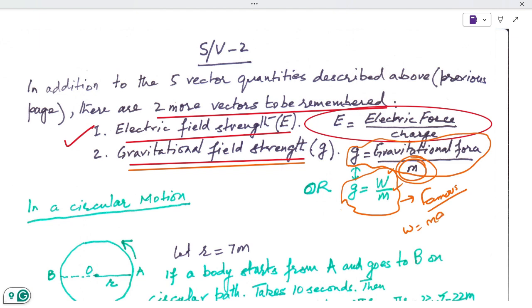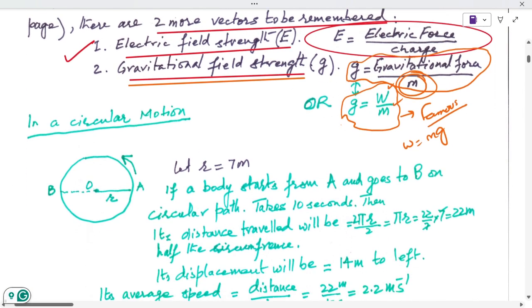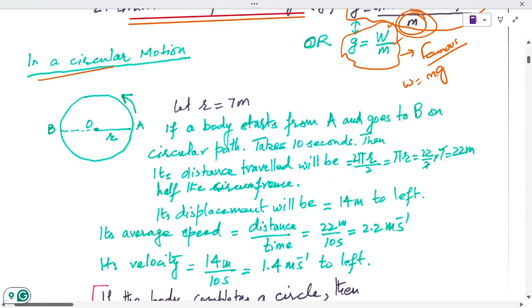Now there is a very interesting case of scalars and vectors in a circular motion, and that is that the body traveling in circular motion could be traveling distance, but its displacement will be 0, and that is when the body starts from point A and goes on to point B and comes back to A. Now, in doing so, the body would have covered a distance equal to 2 pi r, whereas since it has come back to the same point from where it started, its displacement will be 0.